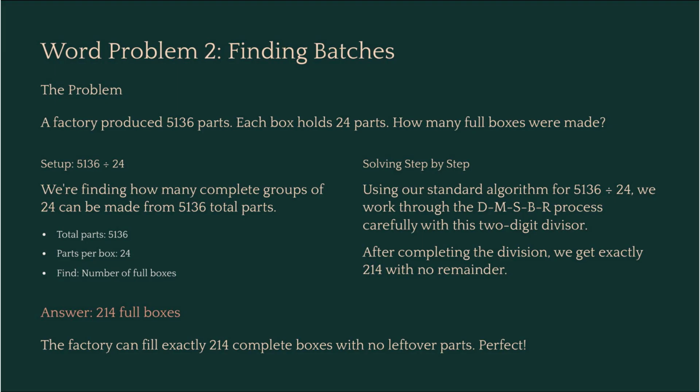A factory produced 5,136 parts, and each box holds 24 parts. The setup is 5,136 divided by 24. After working through the algorithm, you'll find that 24 goes into 51 2 times. After subtracting and bringing down, 24 goes into 33 one time. Finally, 24 goes into 96 4 times. The factory made 214 boxes.